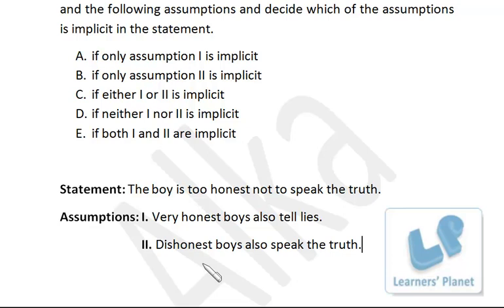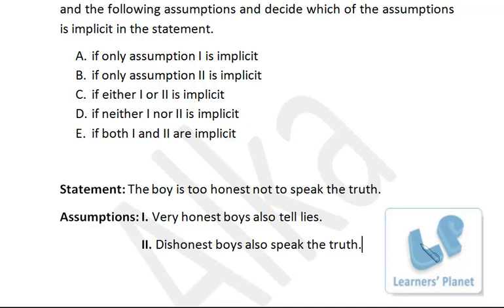Dishonest boys also speak the truth. See, this statement is about a particular honest boy. What a dishonest boy does, it's not mentioned anywhere over here. So both the assumptions are not implicit. Right, so if neither 1 nor 2 is implicit, that means the correct option is D.